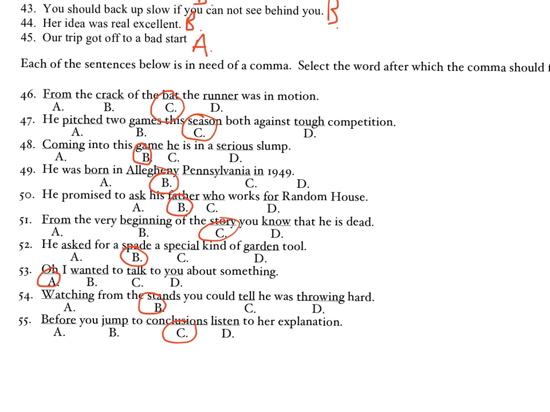He asked for a spade, a special kind of garden tool. We're going to put a comma after spade. A special kind of garden tool is an appositive phrase telling you more about spade. We set it off with a comma there.